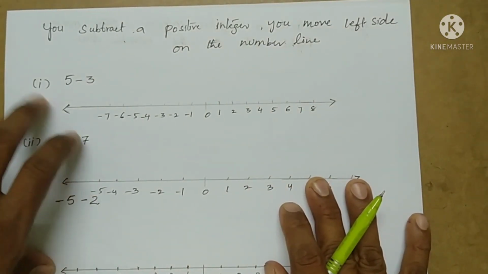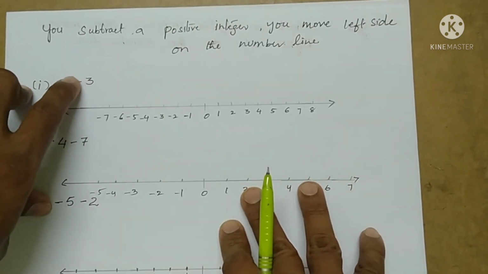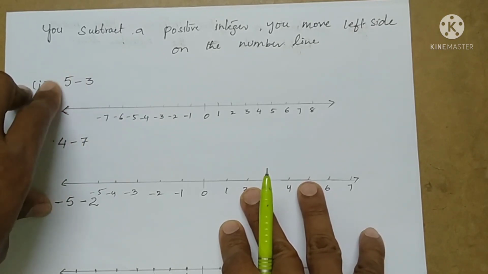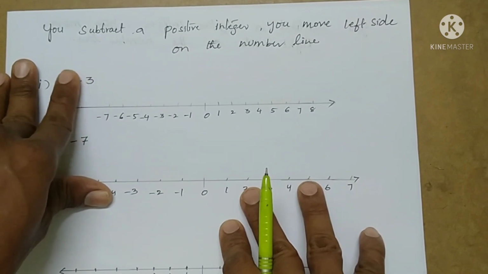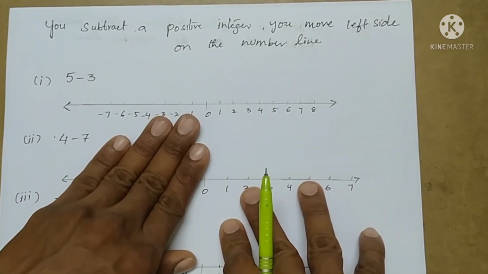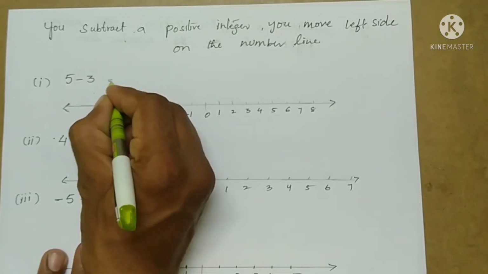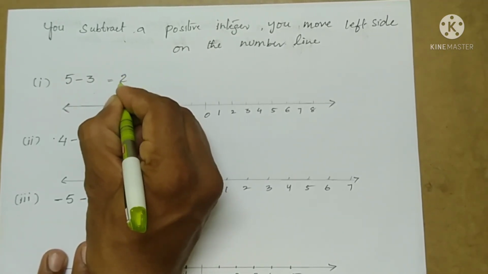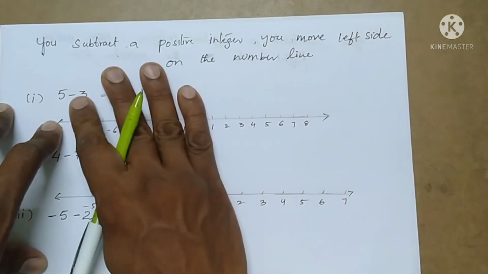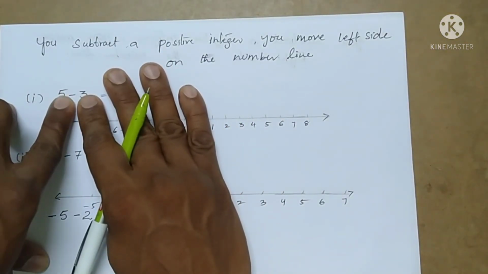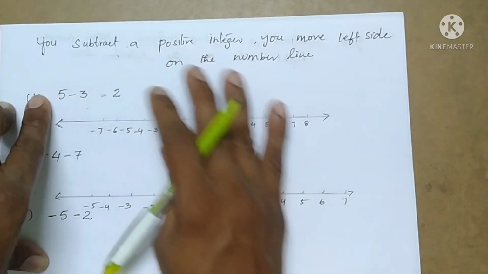Next, our topic is to identify the integer subtraction result on the number line. So here, 5 minus 3. What is the result? 5 minus 3 is 2, right? Here our question is subtracting a positive integer from a positive integer. So identify this result on the number line.